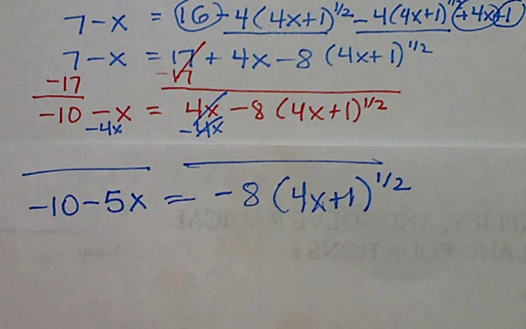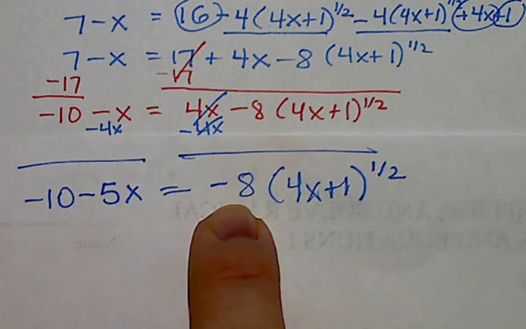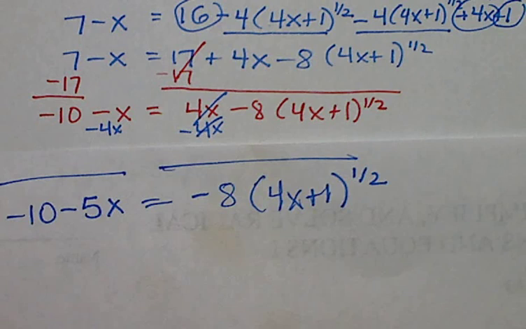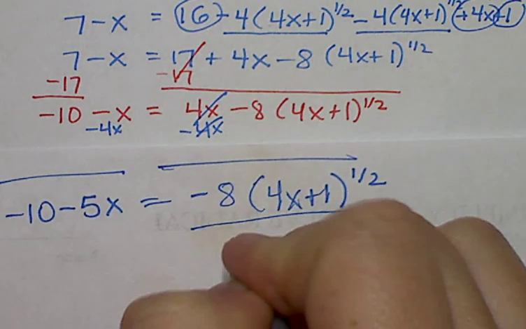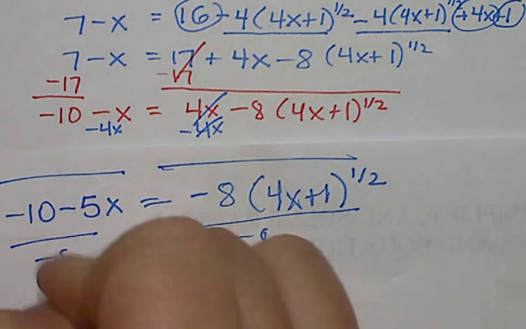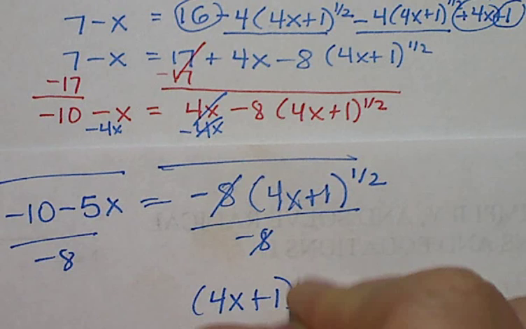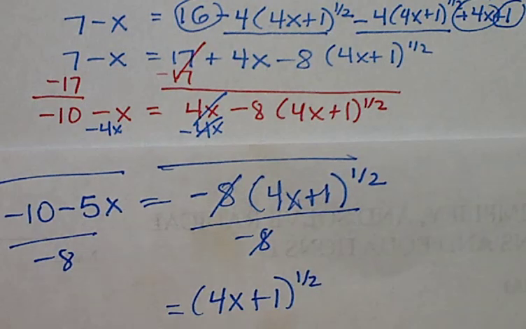All right, I'm now going to get rid of this. That's what I'm thinking. Well, actually, yeah, let's get rid of this. So to get rid of the negative 8, I'm going to divide both sides by negative 8. And I'm going to split this up.